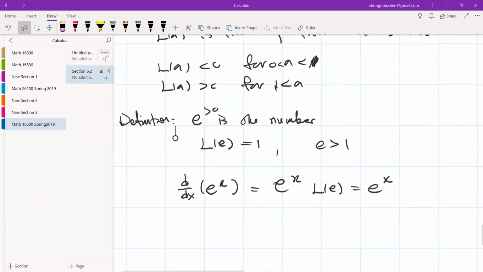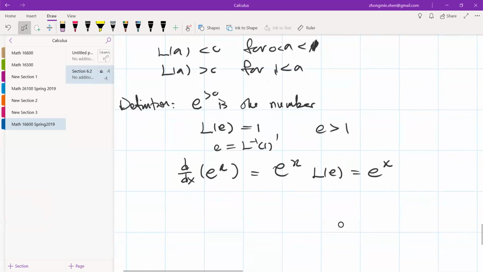So this number e, where is it from? It is from this function. In other words, e is the inverse value of 1 for that mystery function. We can estimate this number e. It's about 2.78.